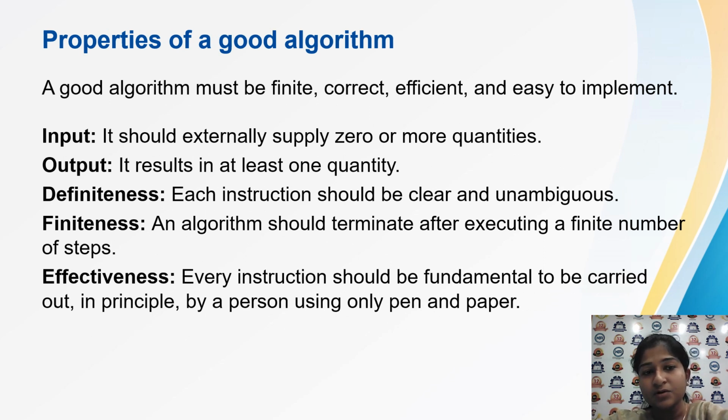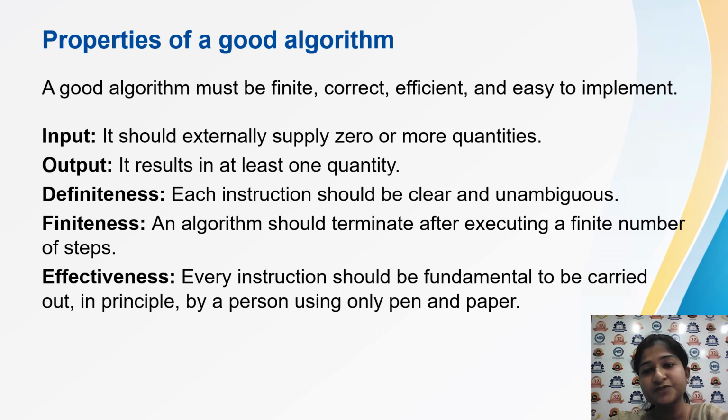So the properties of a good algorithm include input and output. Before designing any program, we should always know what the input requirements of that program are. Once we have collected them, only then can we move ahead with the processing part. So an algorithm can have 0 or more inputs. Output: there should be at least one output for a program.